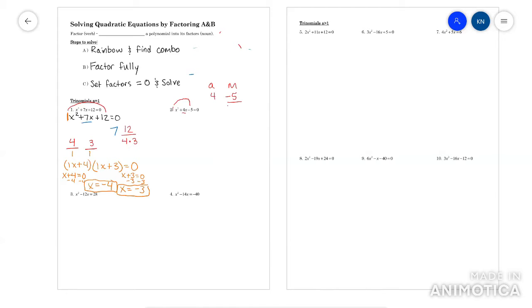So this would be negative 1 times positive 5. So I take these numbers, negative 1 and positive 5. I put them over my a value, which was 1. Then I write bottom number, x, top number. So this is the exact same equation. It's just in factored form now, and that's helpful because now I can just take these factors, set them equal to 0, and solve.